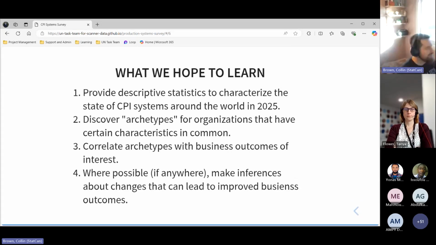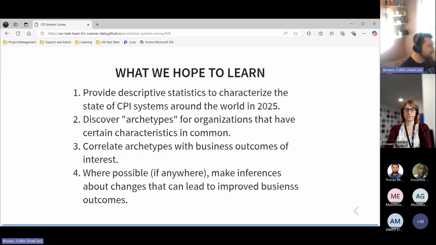Okay, so then just to conclude, what we hope to learn, there's four things in the following level of feasibility. The thing we're definitely going to do is provide a lot of descriptive statistics to characterize the state of these CPI systems in 2025. To the best of our knowledge, this hasn't been done before, so hopefully even basic stuff like, on average, how long it takes teams to make changes, or the kind of tools and technology used for each of the GSPPM steps, simple stuff like that. We're hoping even that will be quite informative.